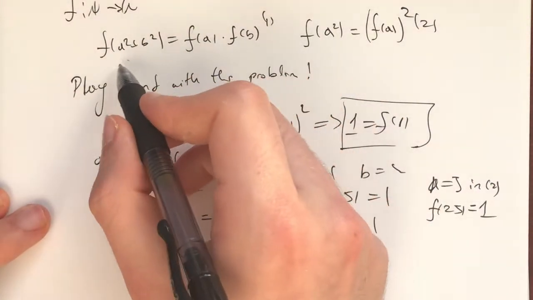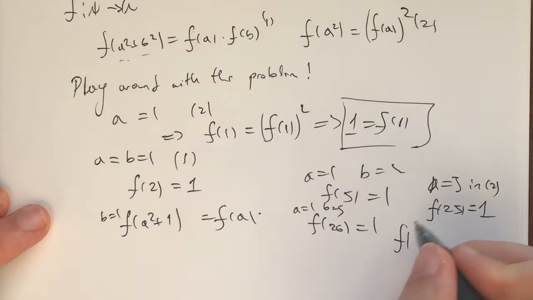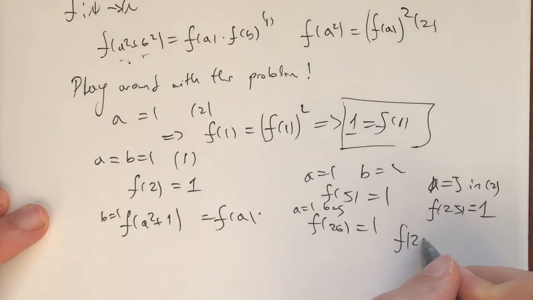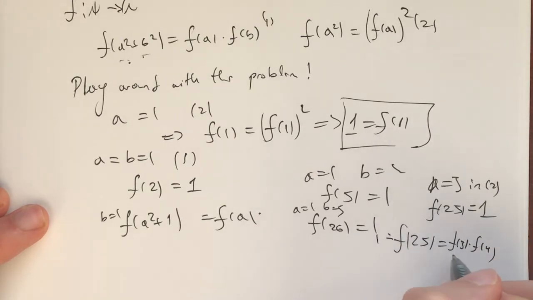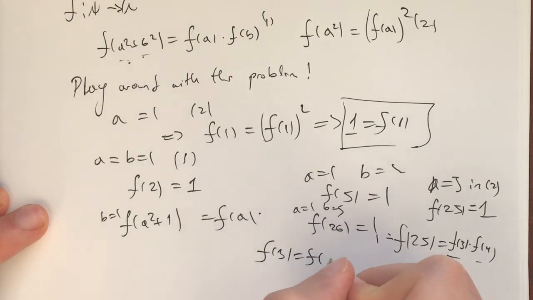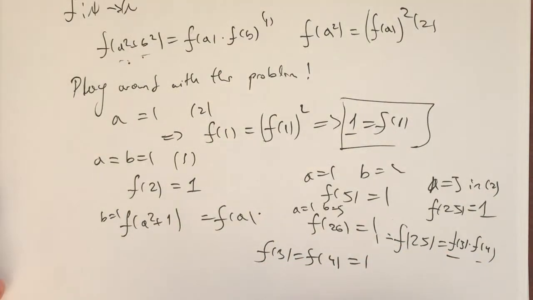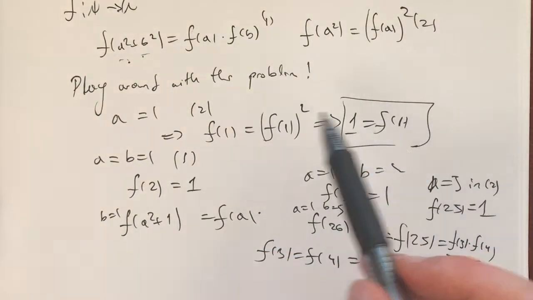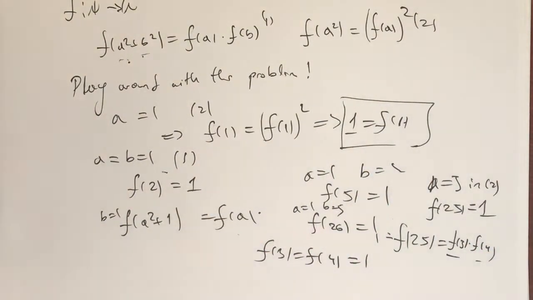Now if I plug in 3 and 4 here, I'll get f of 3 squared plus 4 squared, which is 25. f of 25 is equal to f of 3 times f of 4. This is equal to 1, and that implies that f of 3 is equal to f of 4 is equal to 1. With this in mind, we found f of 1, 2, 3, 4, 5 are all 1.